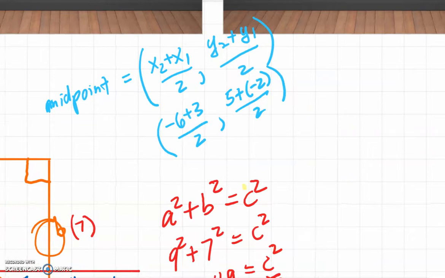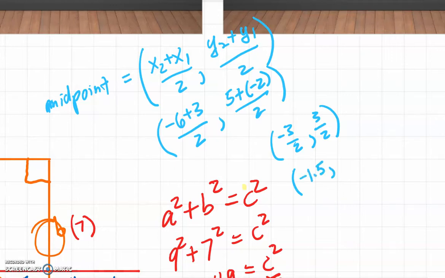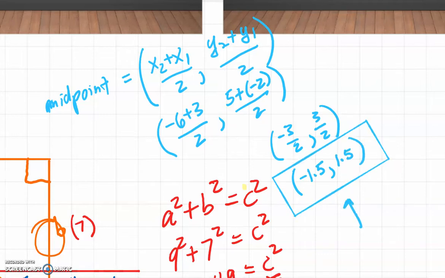It's nice to get in that habit because then you won't get confused with other things such as slope or distance formula or things like that. So let's calculate this. -6 plus 3, we already did that. That was -3, so that gives me -3 over 2. And then 5 add -2 is +3 over 2. And you can leave them as fractions, and that would be fine. But if you did divide, you would get just the decimal equivalent, which is -1.5 and +1.5. And that is the midpoint of our 2 points.